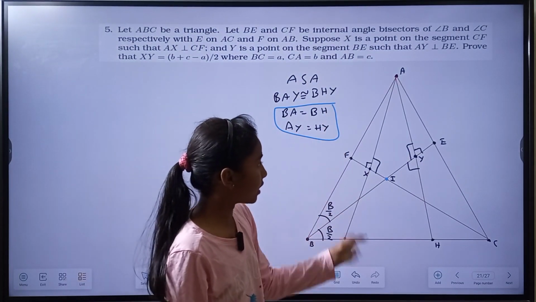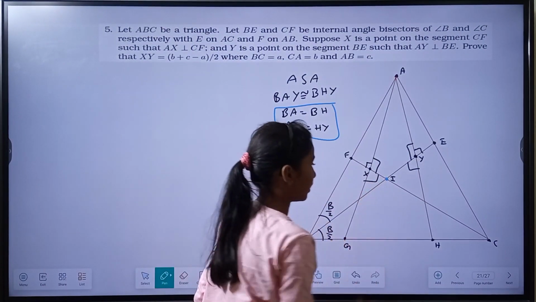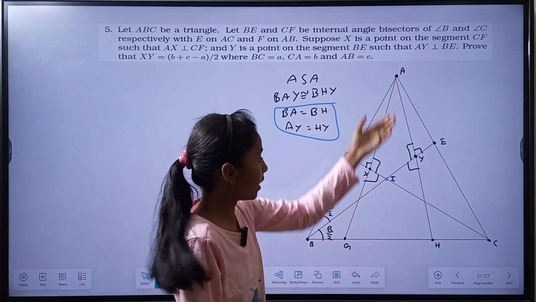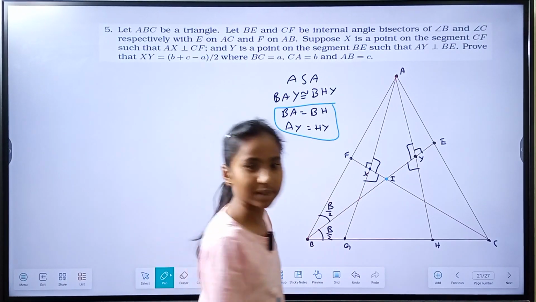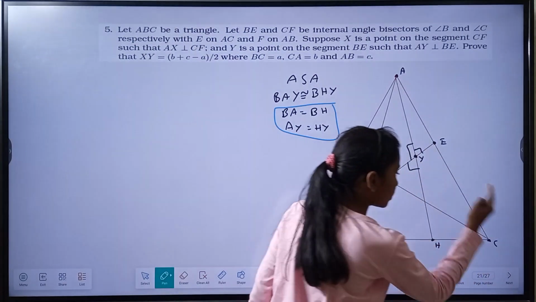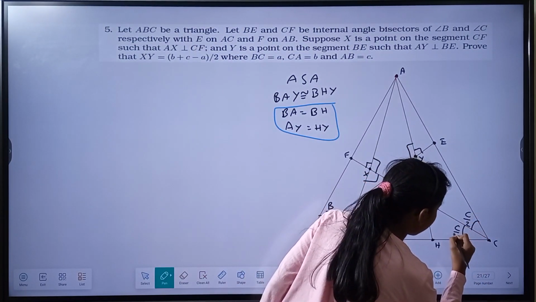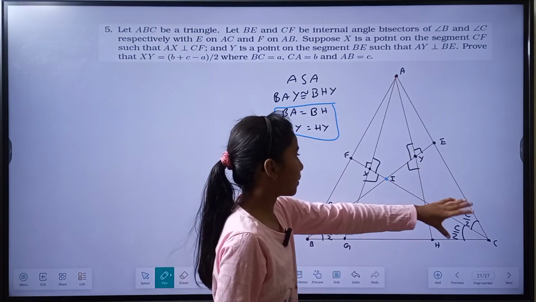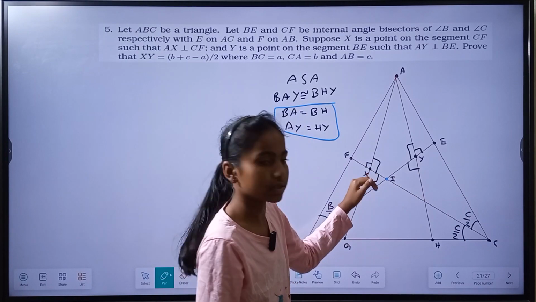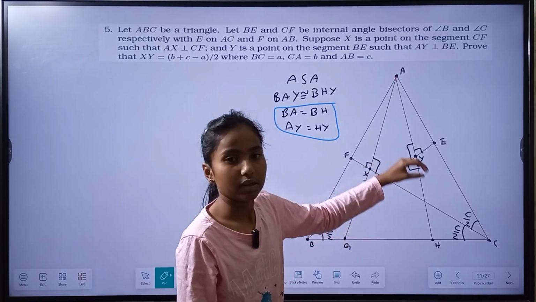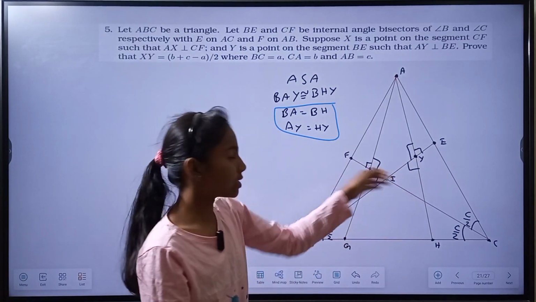And similarly, we have this point X. If this is 90, then by the straight angle, this is also 90. And in triangles CXA and CXG, CF is also the angle bisector. So if this whole angle equals C, then this will be C by 2, and this will also be C by 2. And here, C by 2, 90, and this is a side. Again, C by 2, 90, the side. And CX is the common side.